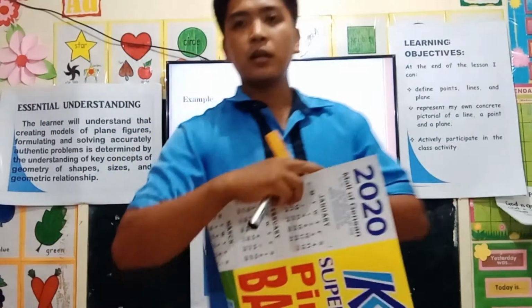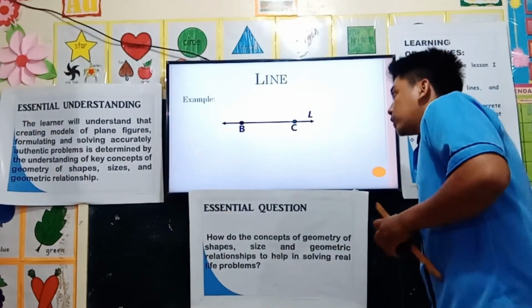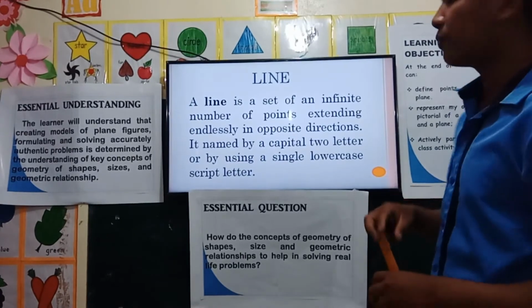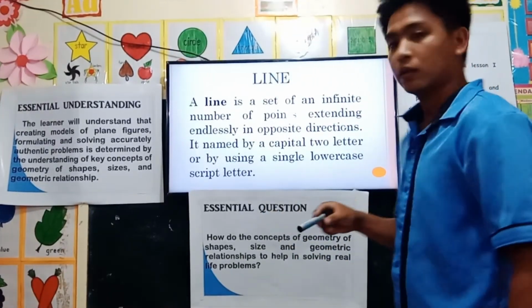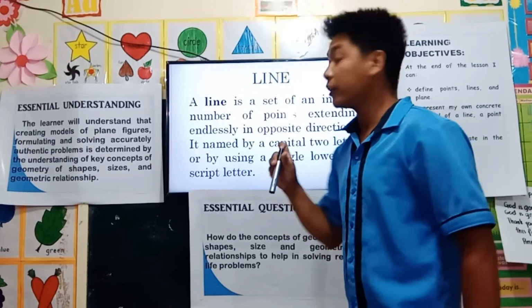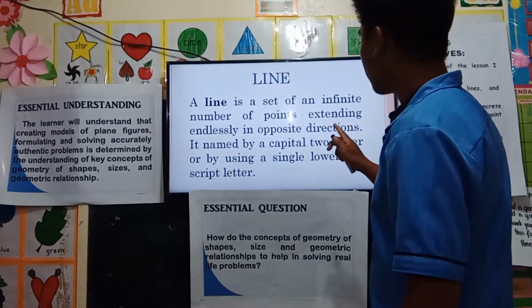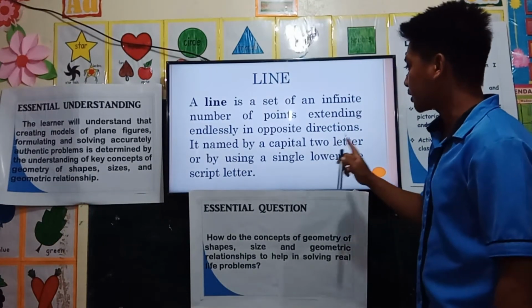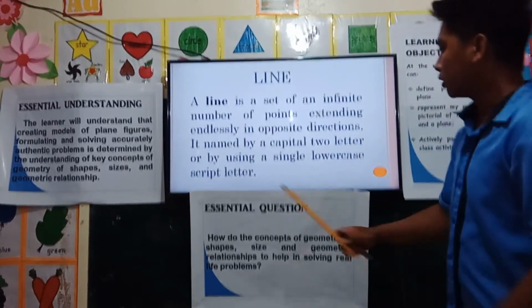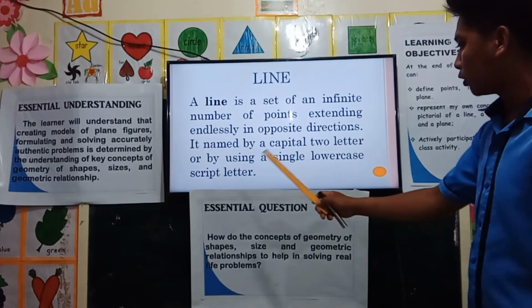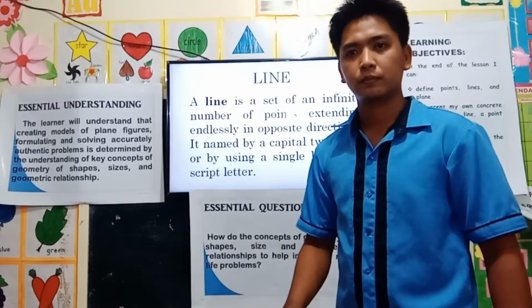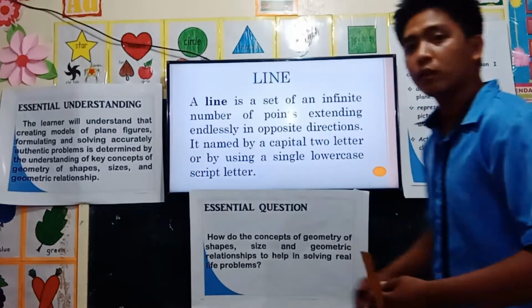Okay, class. Kindly read the definition of the line. Yes, a line is a set of an infinite number of points extending endlessly in opposite directions. It is named by two capital letters or using a single lowercase or script letter. Okay, let me draw a line with a point.